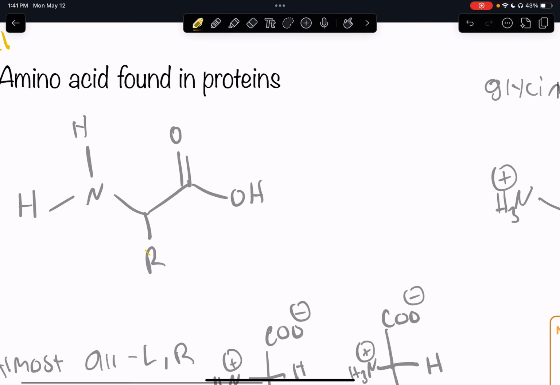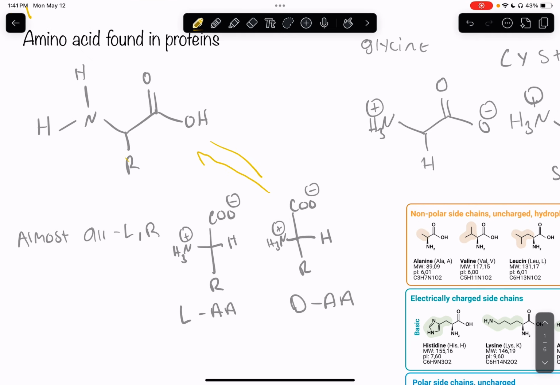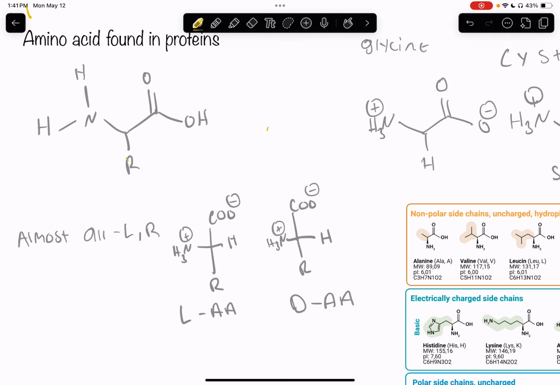You can draw it multiple different ways, meaning you could have it in Fischer projection, and that's the same thing as this. You could put it in bond line, which I really like to do, but my teacher hated it. So you could do something like NH2, C, R, H, C, O, O, H. You could also draw it like that. So just get used to seeing it every which way. And again, the only thing that changes is the R group. Everything else stays the same.